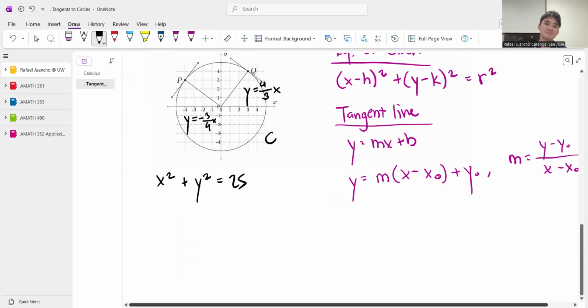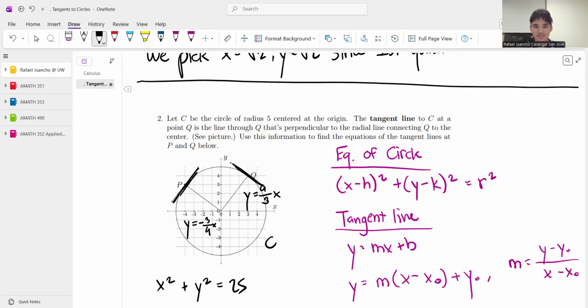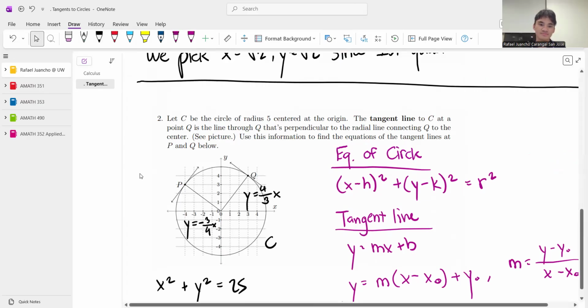Right. So, but this is not what we're being asked for, right? Because these are the equations of the radial lines. We need the equations of the tangent lines. We need this and this. So how do we do that?